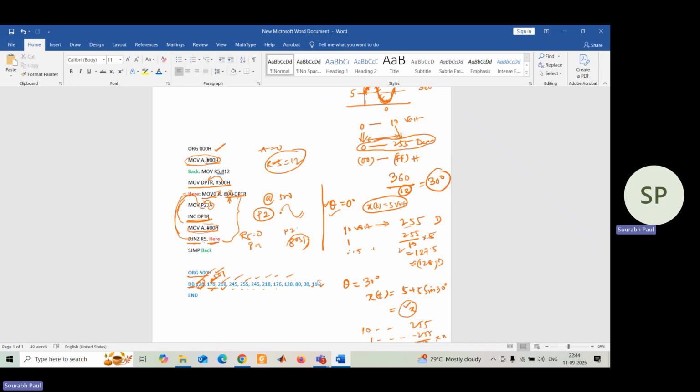If you have accessed all these 12 values, then you have completed one complete cycle. Then you need to repeat the same process for the next cycle. So you have to use a short jump back to come over here, and then start the process once again so that you can continuously get the sinusoidal wave.